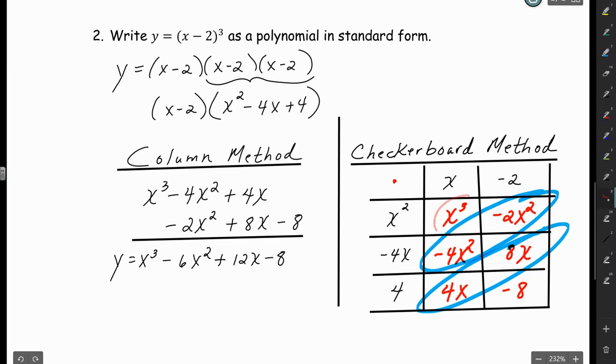So we're going to end up with x cubed, then negative 2x squared minus 4x squared gives us negative 6x squared. Then 8x plus 4x gives us 12x. And then negative 8.